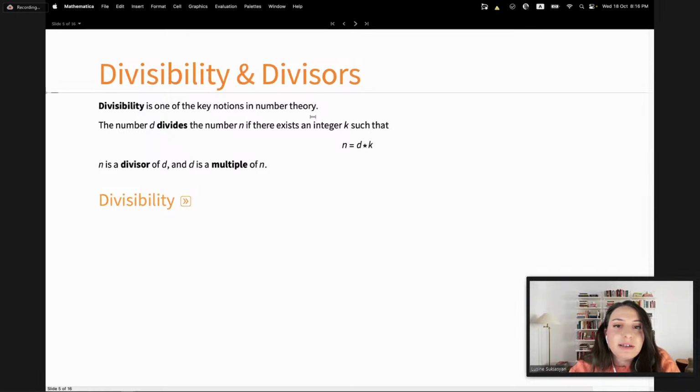Next is again a very, very important notion, divisibility. The functions about divisibility and divisors. Divisibility is one of the key notions in number theory. Let's give the definition quickly. The number d divides the number n if there exists an integer k such that n equals d times k. So d is called a divisor of n, and n is a multiple of d.